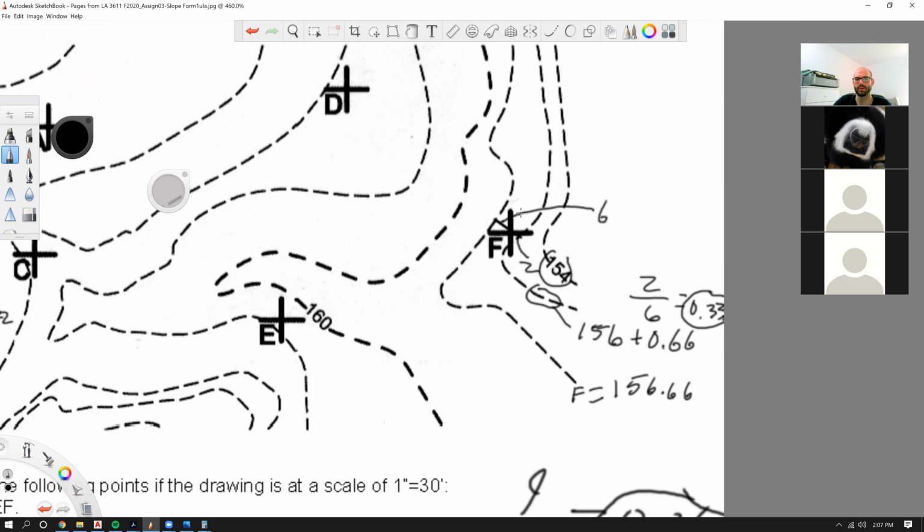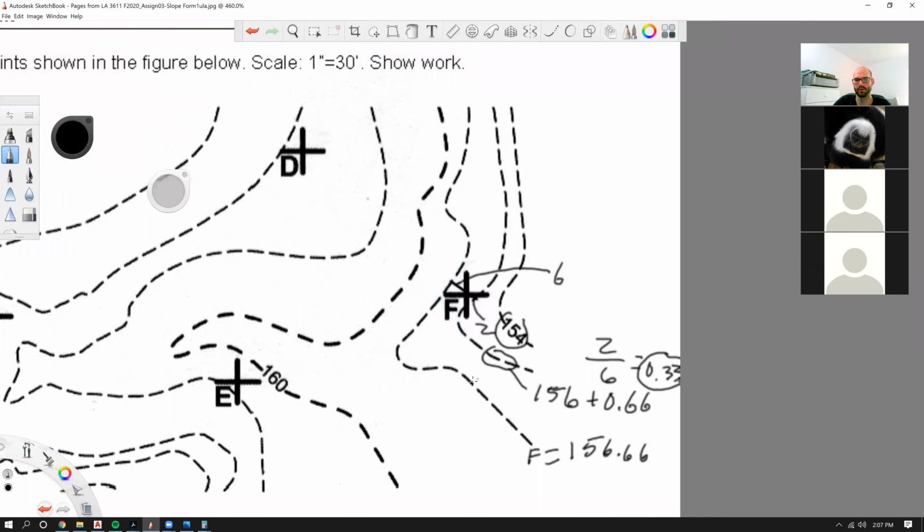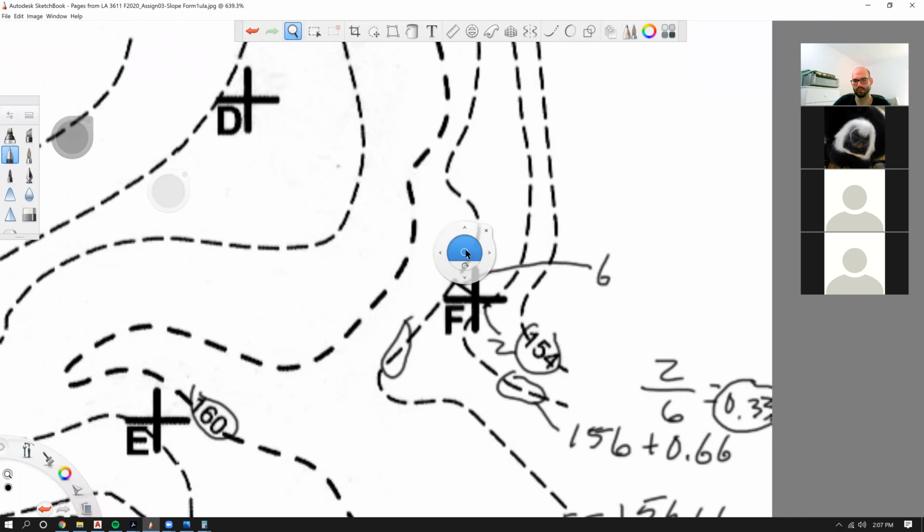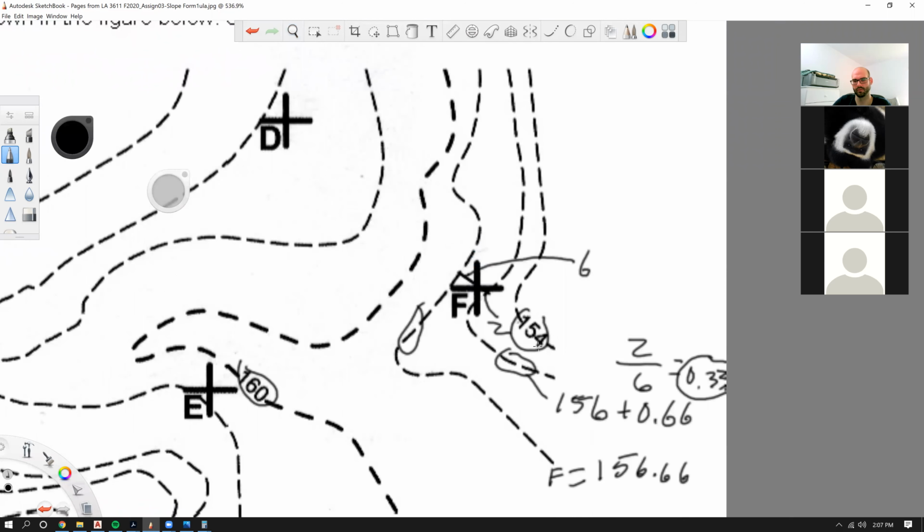Which makes sense because the next contour would be 158. We got 160 here, so the next one is 2 down, 158, and this point is nowhere near 158, right? It's much closer to 156, the next one down. So that makes sense. It's 156.66. That's what the elevation is at point F.